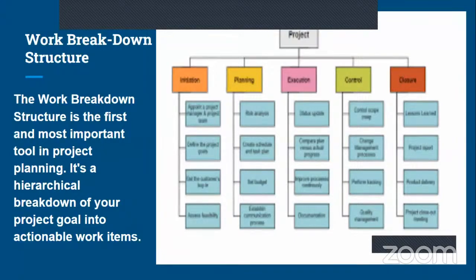When an exam is done, this task is already completed. This one has been done. So we'll now be able to know, okay, this one has not been done. The work breakdown structure breaks down these tasks, the projects, into small deliverables for it to be achievable. So the work breakdown structure is the most important tool in project planning. It is a hierarchical breakdown of your project goals into actionable work items. So that's what I just finished explaining.